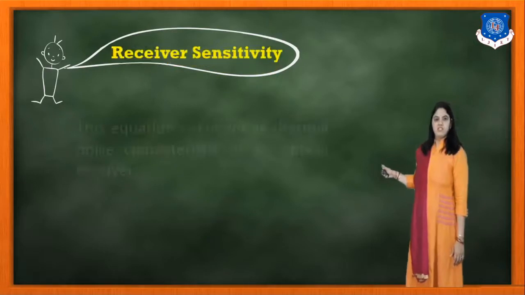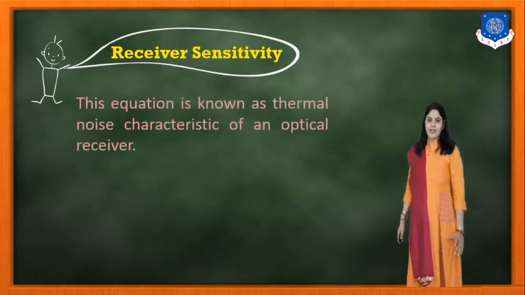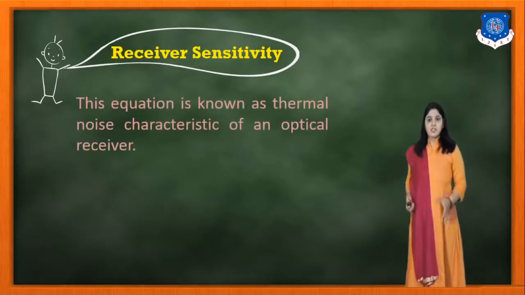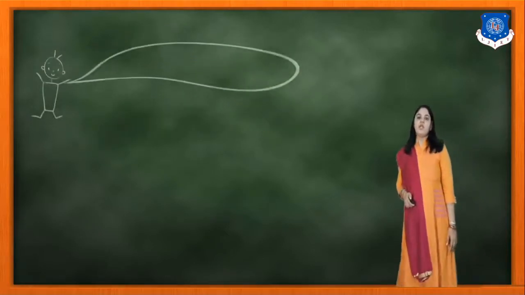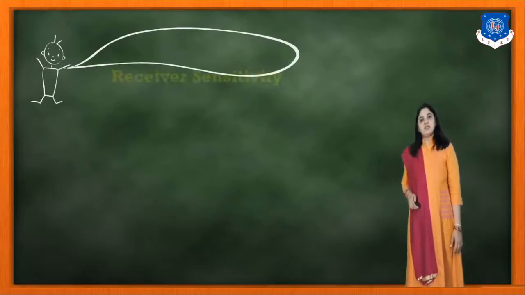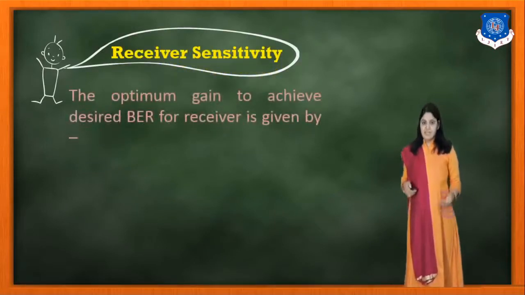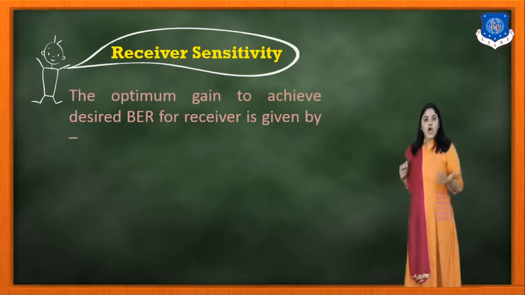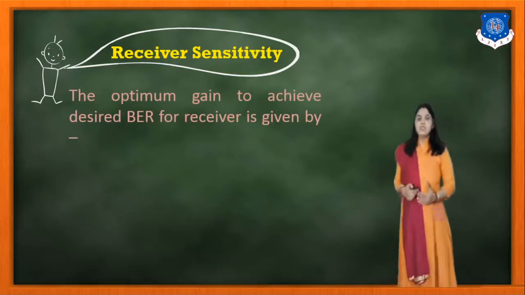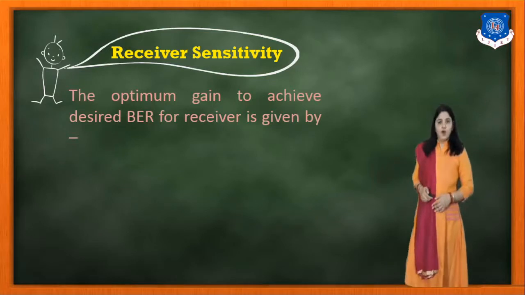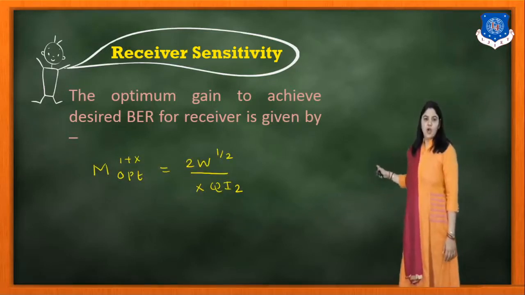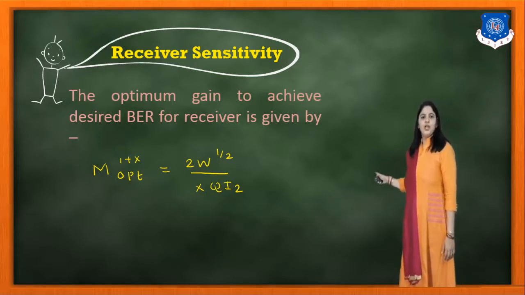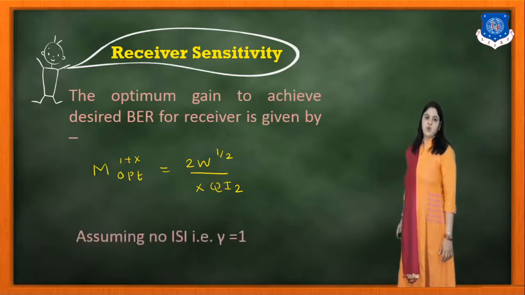Okay, so now this value of W that we have calculated, the equation is known as the thermal noise characteristics of an optical receiver. So this is regarding the receiver sensitivity. Now the optimum gain to achieve the desired bit error rate for the receiver is given by M raised to 1 plus x optical is equal to (2W1)^(1/2) upon xq into I2.